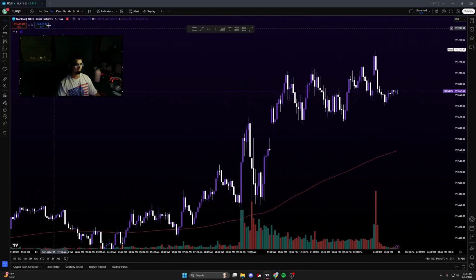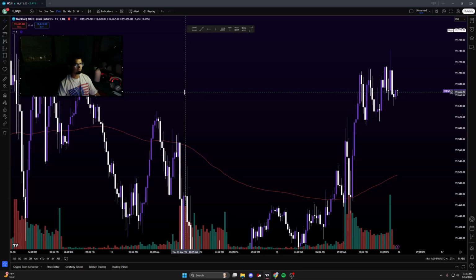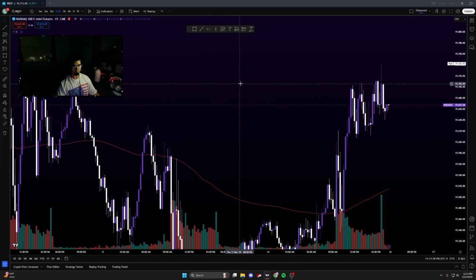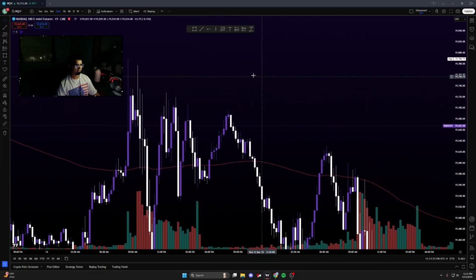So let's go on to like a 15-minute time frame. I only mark these out on 5 and 15-minute time frames. I don't ever mark them out on smaller time frames because they have less confluence on smaller time frames and less significance.